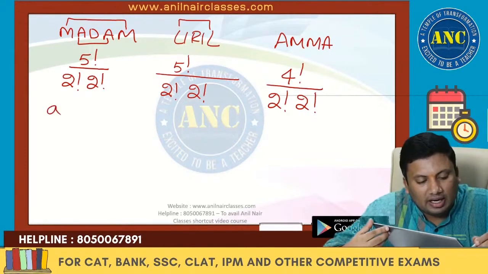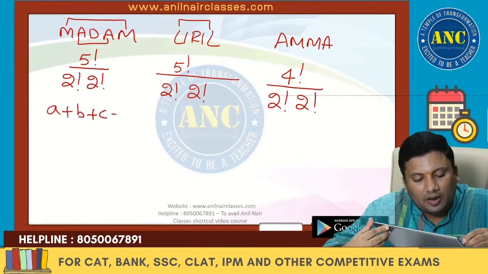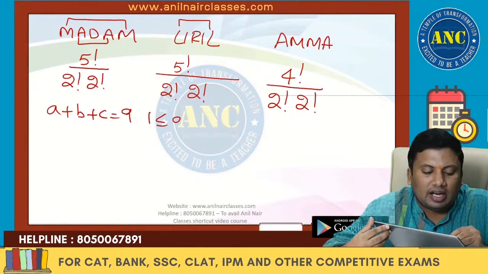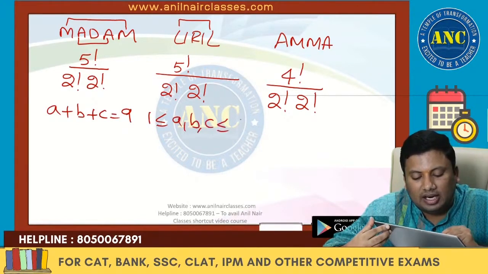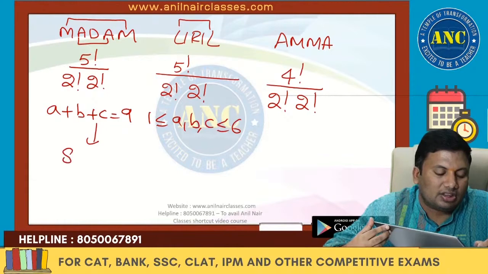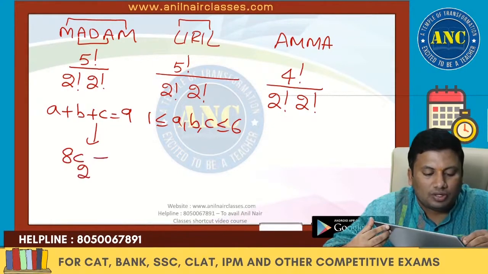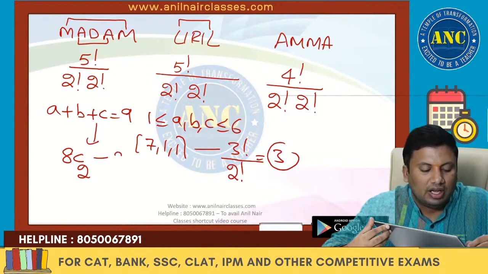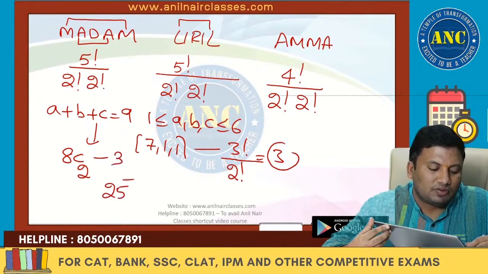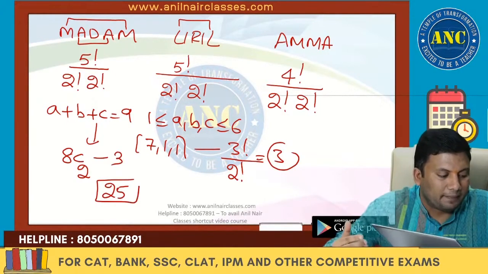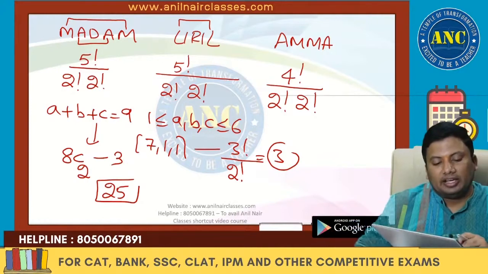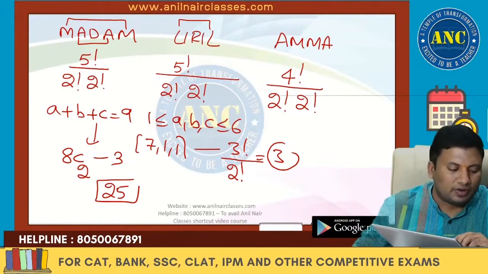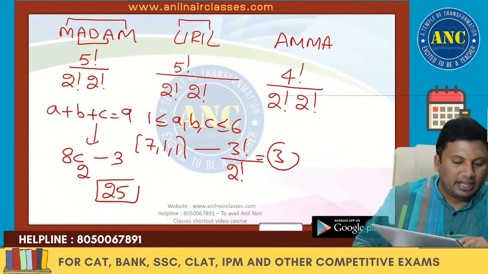Right, Sai Kiran: A plus B plus C equals 9, with 1 less than or equal to A, B, C less than or equal to 6. 9 is nothing but 8C2, out of which 7 and 1 numbers, 3 factorial, and 1 it is 2 factorial, it is 3. 28 minus 3 is 25. I hope it is clear.